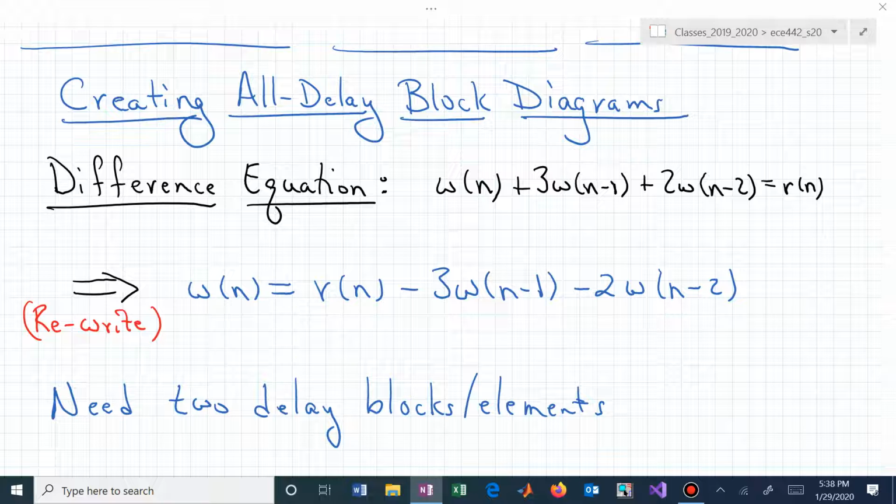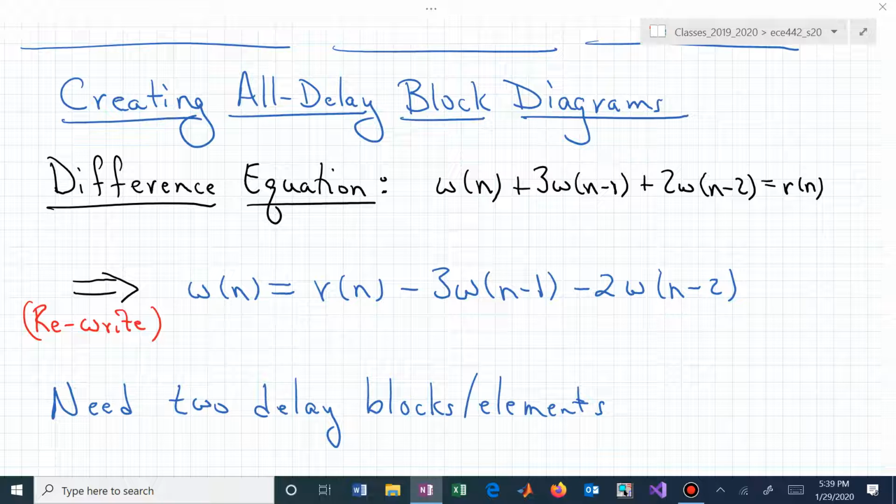The process that we will use to create this all delay block diagram is first to rewrite that difference equation as the second line states. We're going to solve for the highest value of our index in time. In this case, that's W at time n. And we push all the other terms on the other side of the equality. And if we're anticipating what we're going to do, this will actually be how we will create signals relative to a summing junction.